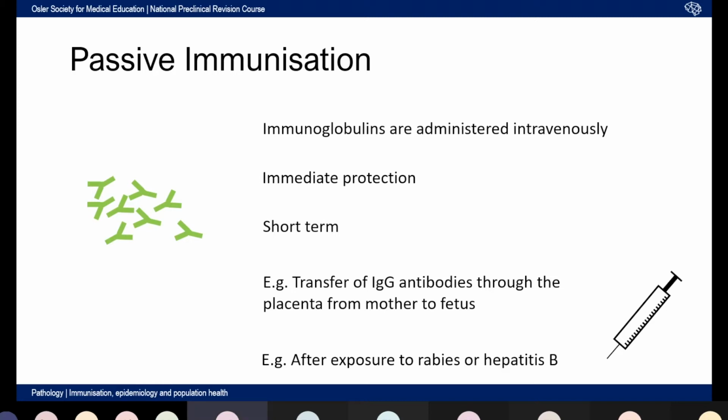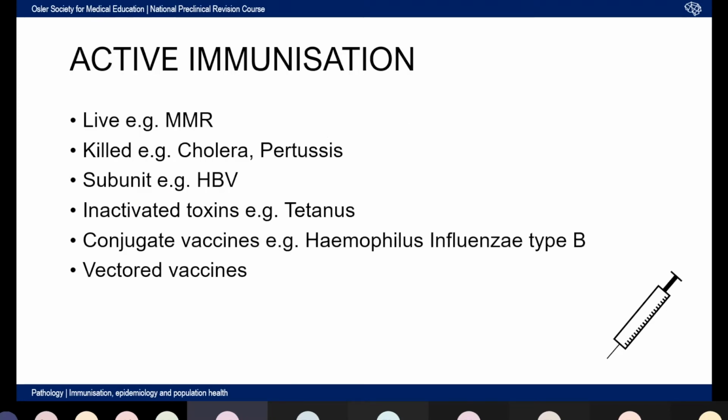Another example of passive immunity, not so much immunization, is the transfer of antibodies through the placenta from the mother to the fetus, which is really important in protecting the fetus when its immune system isn't quite developed. But the bulk of this talk is going to be about active immunization. I've listed the different types here with some examples, which you can go through in your own time. The ones we're going to focus on are the live vaccines, the killed vaccines, the conjugate vaccines, and the vectored vaccines. I'll briefly talk about the subunit and inactivated toxin ones now, but there's not too much to say.